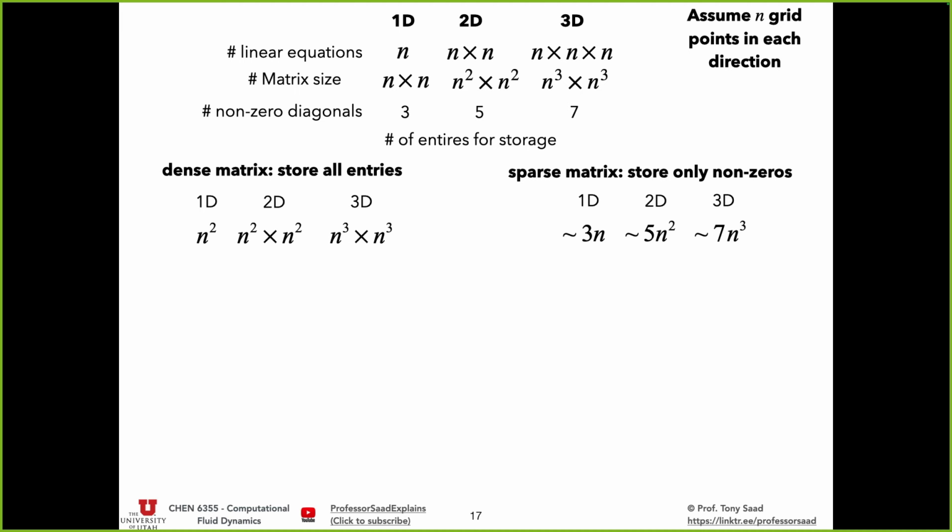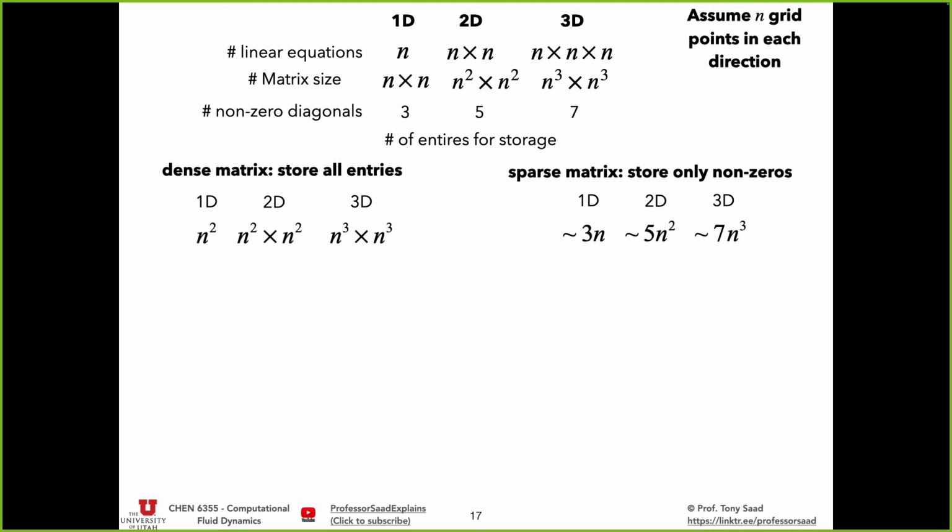7n cubed. Good job. Because the 3D matrix is n cubed by n cubed. The diagonal is n cubed, right? This is a square, right? The diagonal is n cubed, and it has n cubed entries. And for the 7 diagonals, we're going to roughly assume they're all of the same number of elements. They're going to be n cubed minus nx. It doesn't matter, right? Roughly at large n, n cubed is going to dominate.